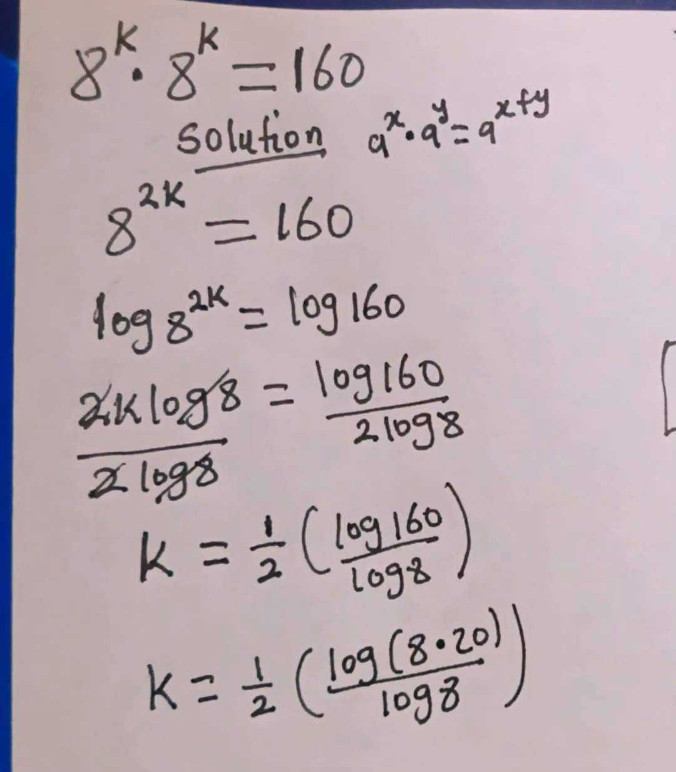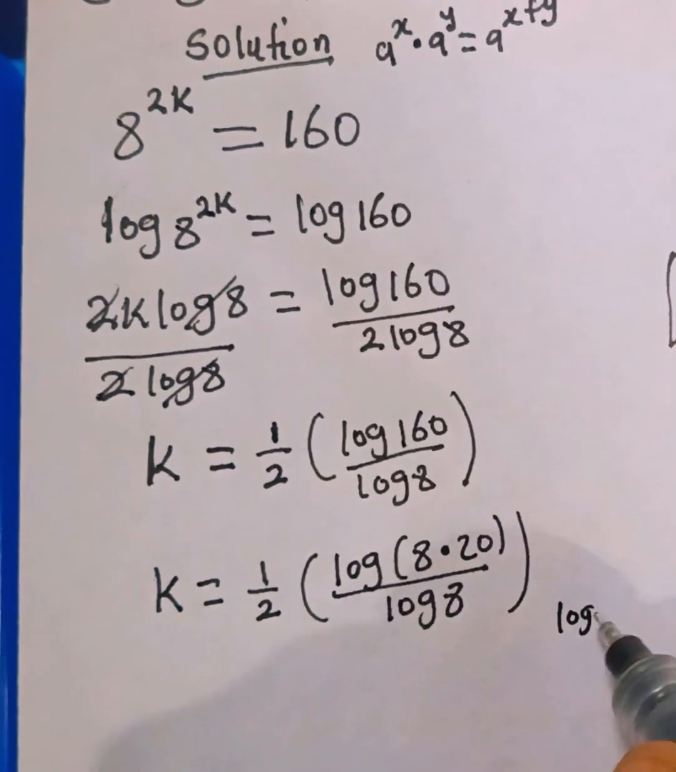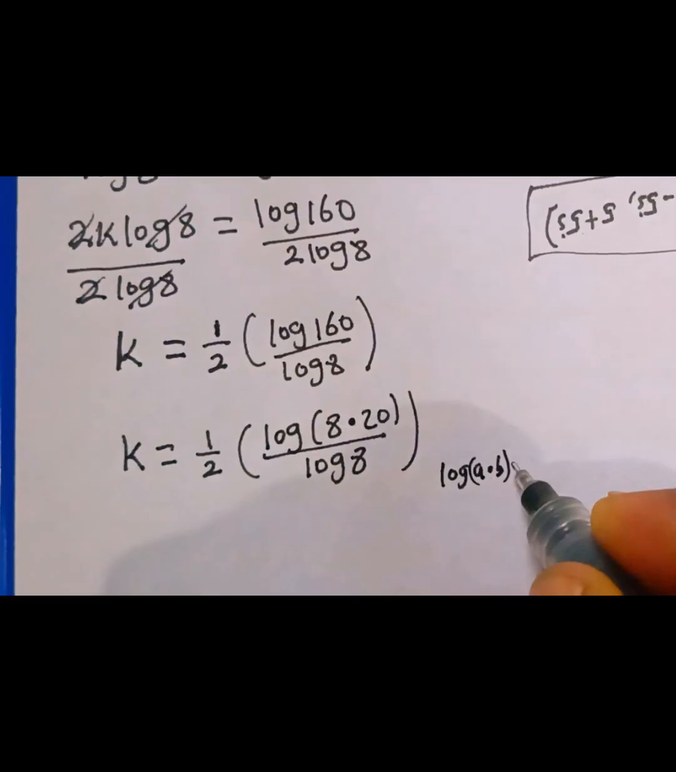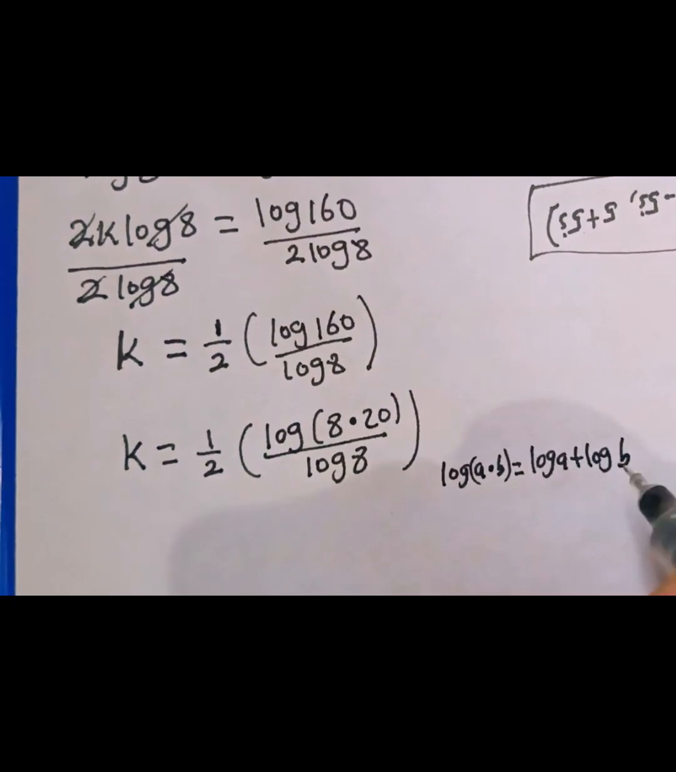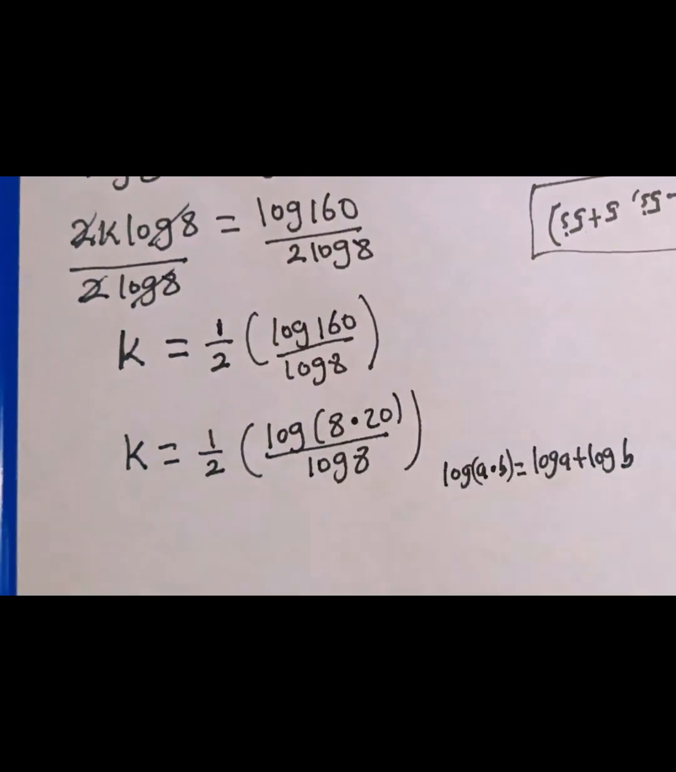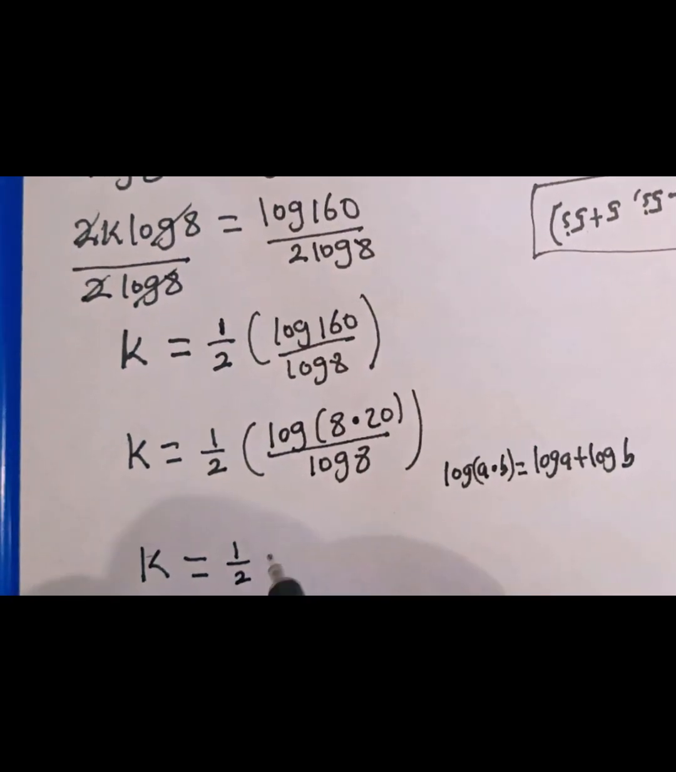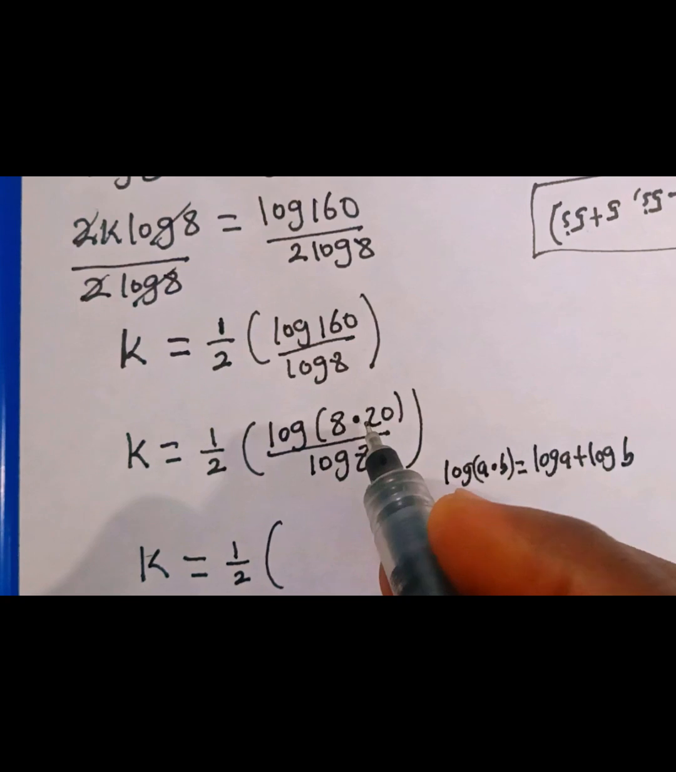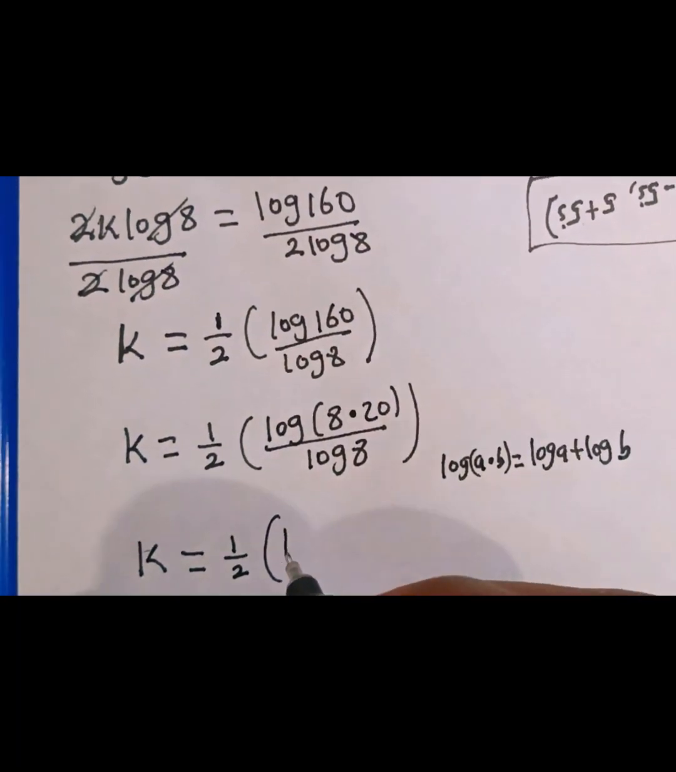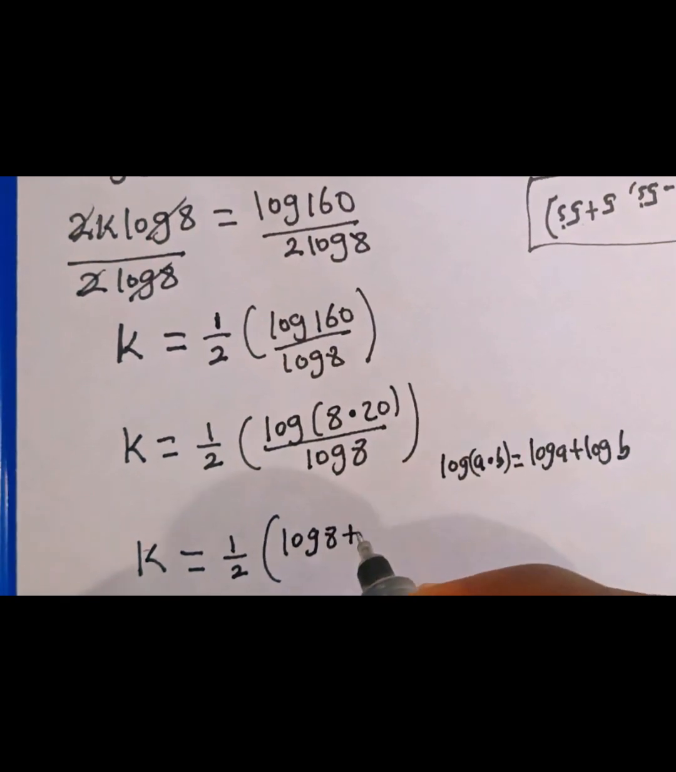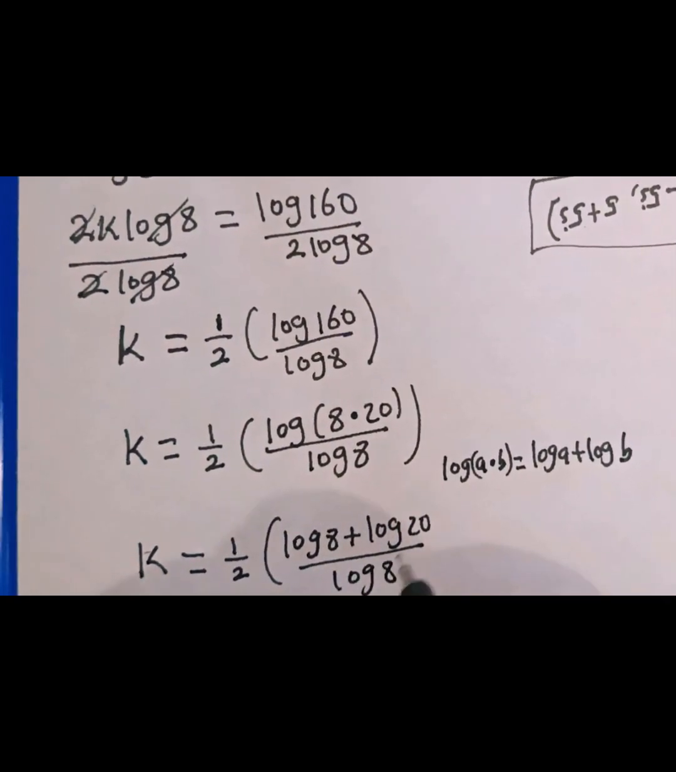So now, we are going to recall that when we have log of a multiplied by b, this can be simplified as log of a plus log of b. So we are going to apply this property to this numerator, whereby k is going to be equal to 1 over 2 open bracket log of 8 multiplied by 20. In the form of this, we are going to write it as log of 8 plus log of 20, and everything all over log of 8.